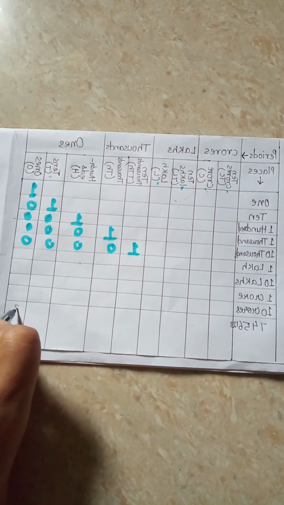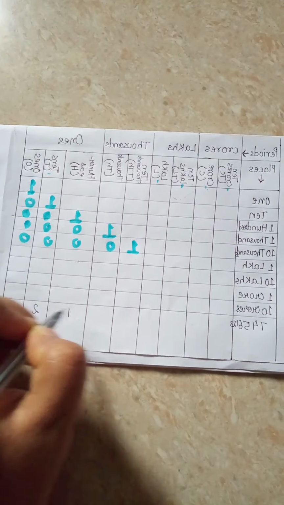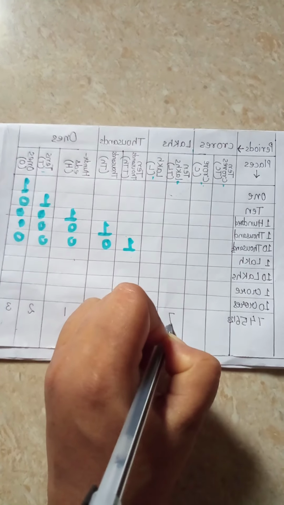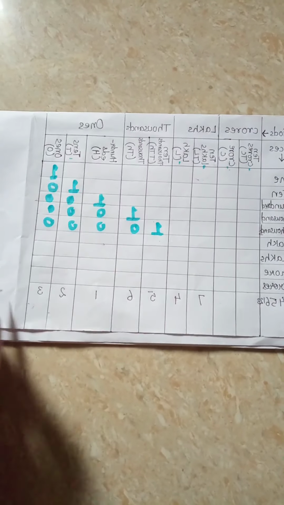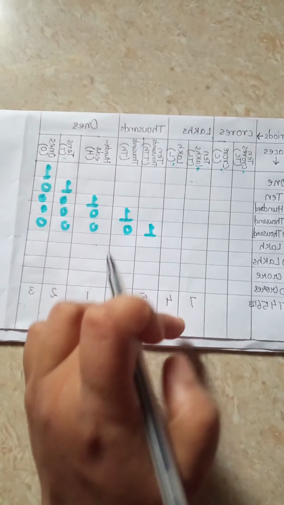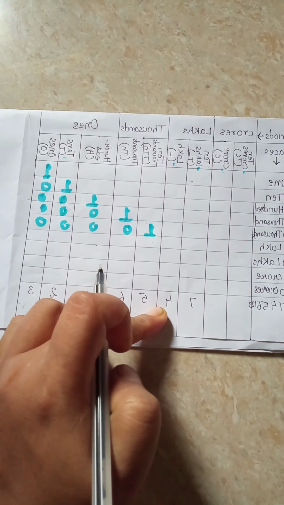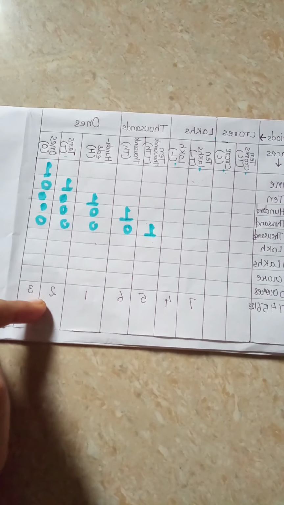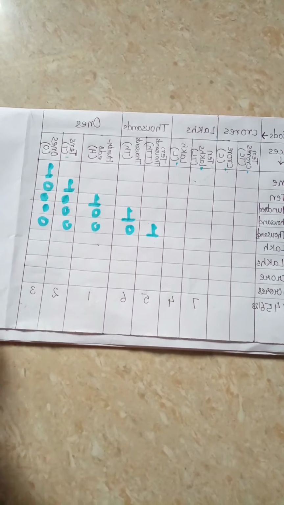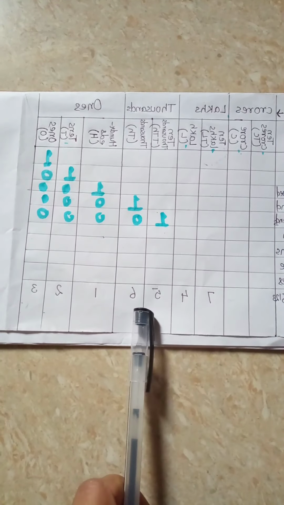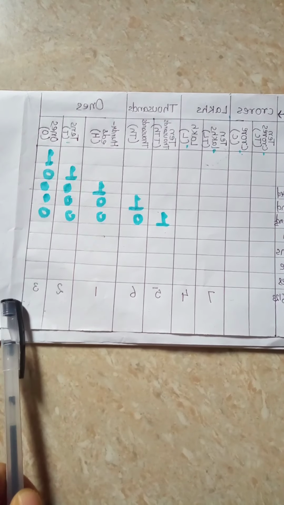Let's start from here. 3, 2, 1, 6, 5. This is 4 and 7. So how much does it become? It is in the column of 10 lakh. It is 74 lakhs 56,123. If we place this number in the place value chart, how much are we getting? This is 74 lakh 56,123.